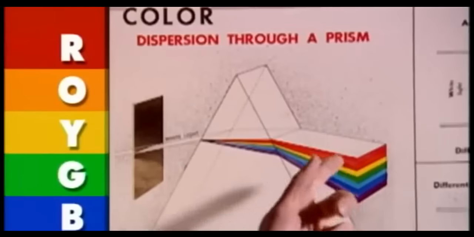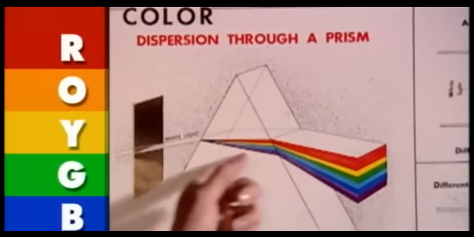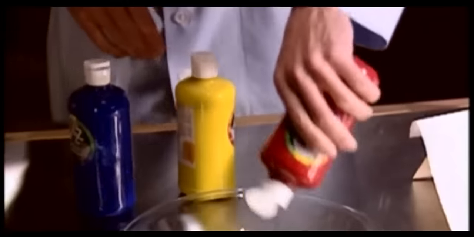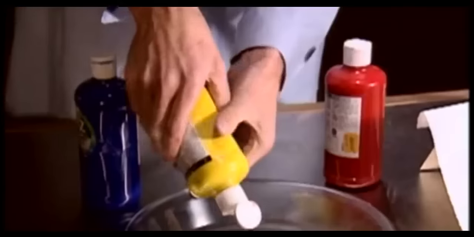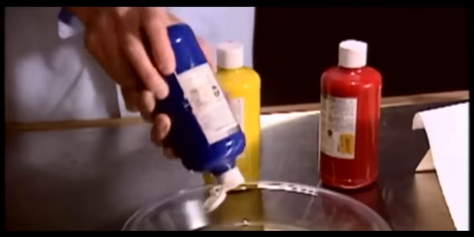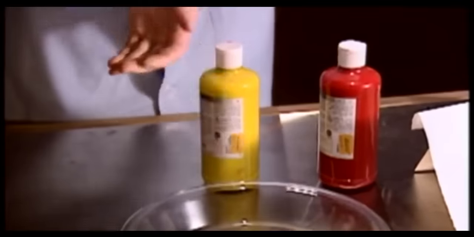Now, when we mix the colors of light, red, orange, yellow, green, blue, indigo, and violet, we get white light. But when we mix different colors of paint, it doesn't work that way. Red, yellow, and blue. And blue. The bottle's giving up.